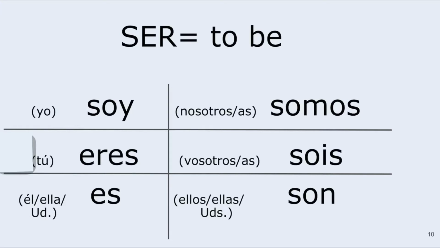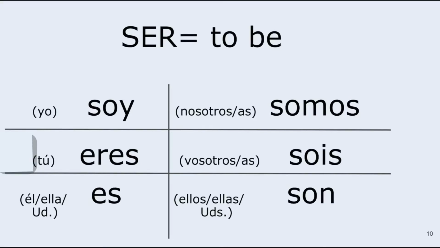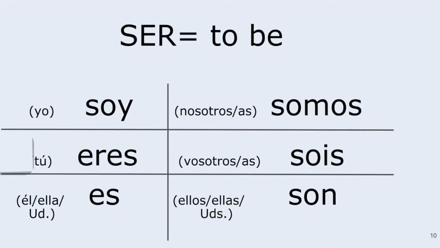They, all male or mixed gender. Ellas, all female. They, or ustedes, you, in all other Spanish-speaking countries. So notice now the right side of the chart. These are all situations where the subject is plural.